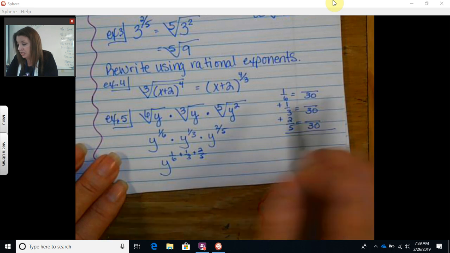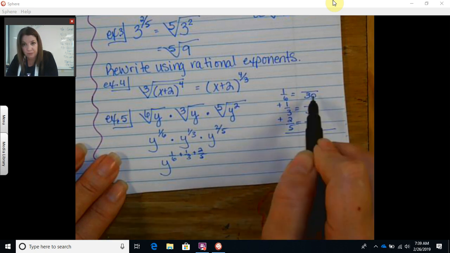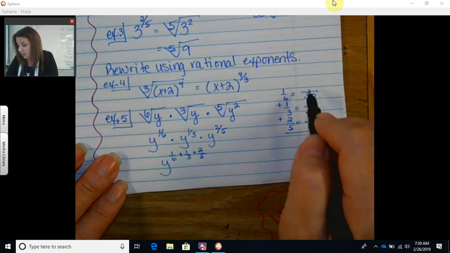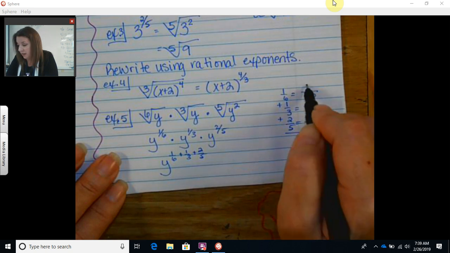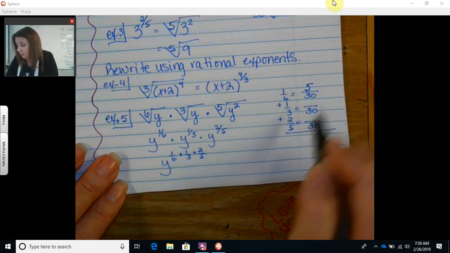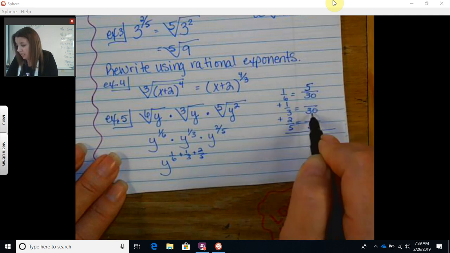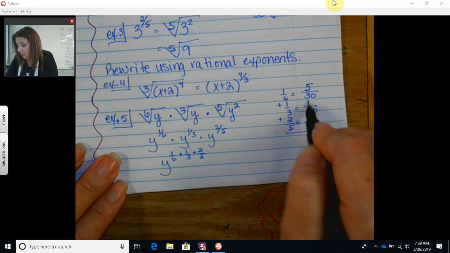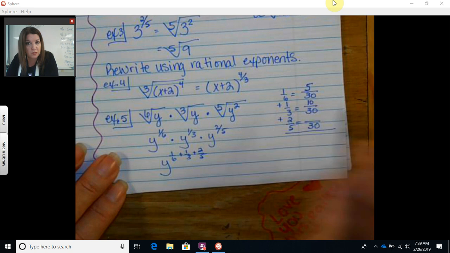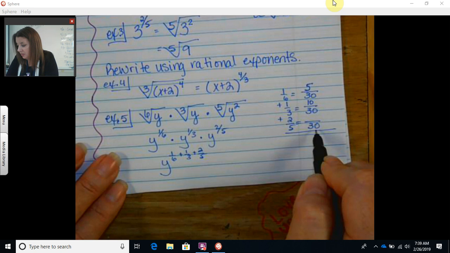So, 6 times what gave me 30? 5. So, 1 times 5 is, doesn't 5/30 reduce to 1/6? Okay. 3 times what is 30? 10. So 1 times 10 is 10. 10/30 reduces to 1/3, right? They're equivalent. 5 times what is 30? 6. So 2 times 6 is 12/30 reduces to 2/5.